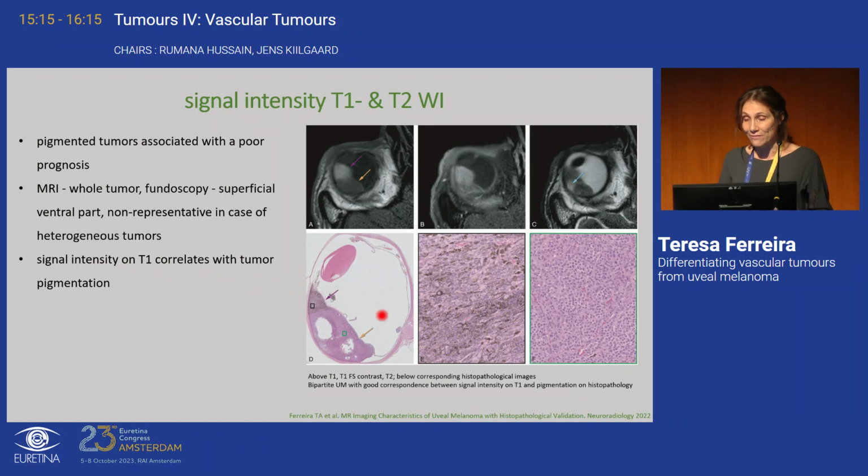And here you have a good example. So if you look here at the T1, all this is a mass, a uveal melanoma, but it has two different components. An anterior component, very white, and if you look at the corresponding histopathological image, with pigment, with melanin, and a posterior component, which is not white, is grayish, and in the corresponding histopathological image without melanin.